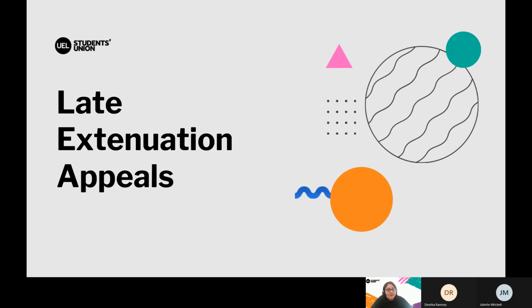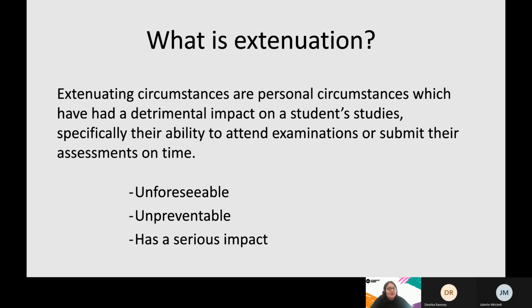So today we're just going to talk through a late extenuation appeal and also cover what extenuation is for those of you who might not already be familiar. So extenuation or extenuating circumstances is the process by which students can officially inform the university that they've been experiencing significant personal circumstances which have been having a detrimental impact on their ability and capacity to study. In particular, and what's most common that we see here in the advice service, is them having a detrimental impact on their capacity to complete and submit assessments on time, but this can also apply to exams as well.